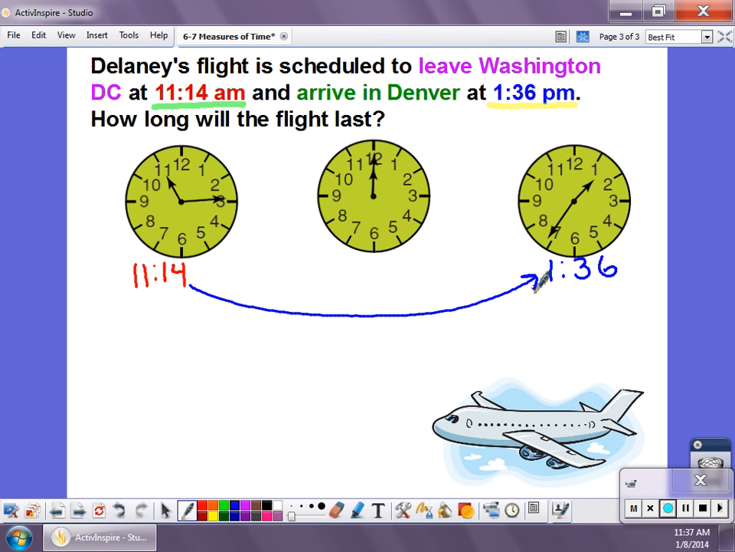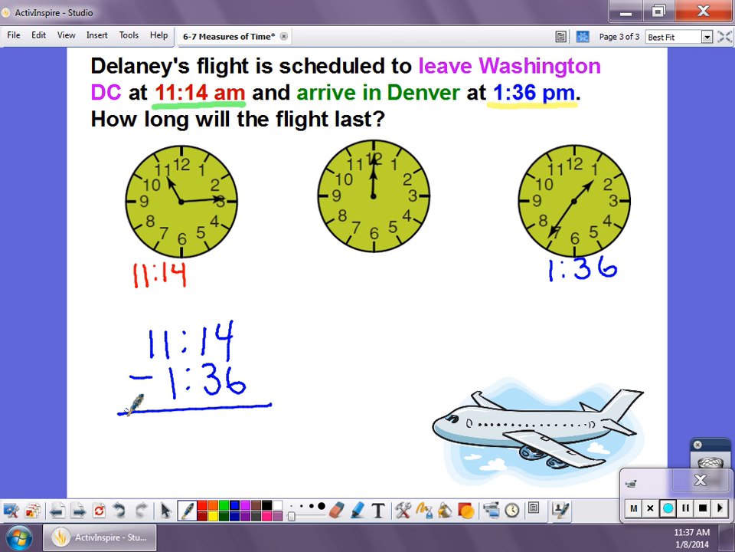Now because this is a starting time and an ending time, I can't just take these two amounts and subtract them like we did before. That only works when it's like 11 hours and 14 minutes and then 1 hour and 36 minutes. But what I have are not hours and minutes. What I have are times. So I need another strategy. And there are lots of strategies that work here, but this is just one that I'm going to show you.